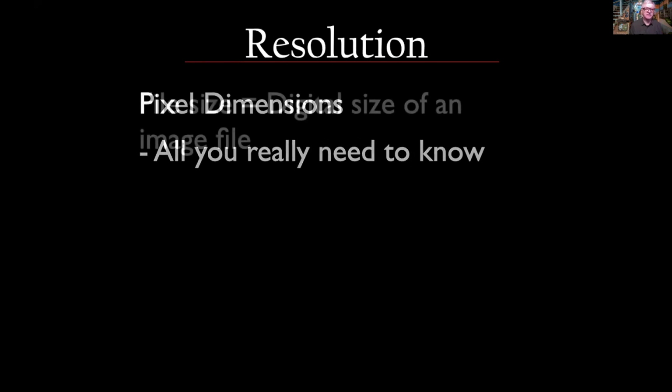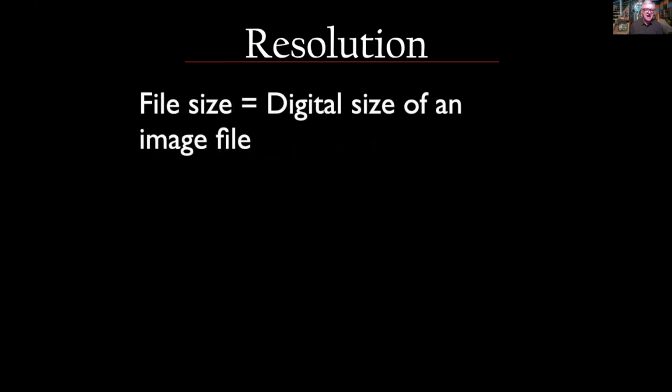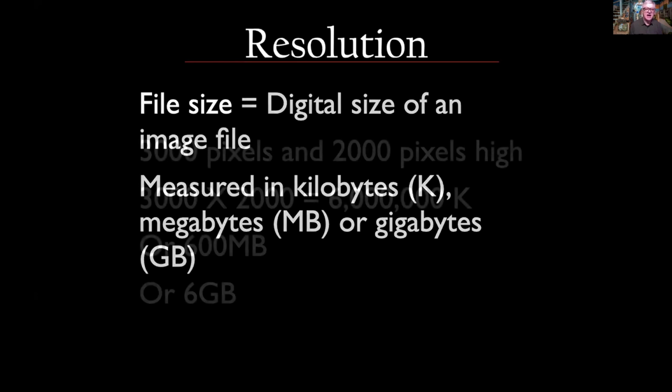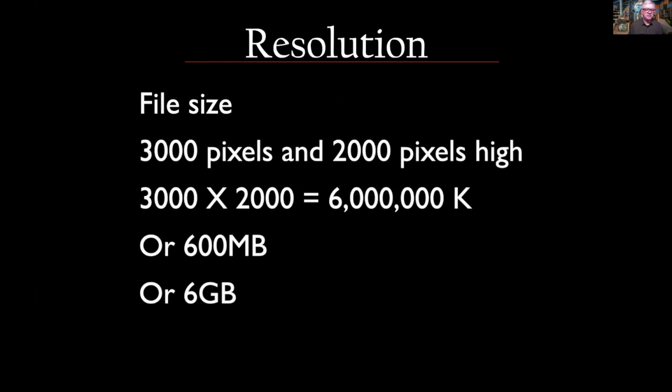So let's just start with file size. File size is the digital size of an image file. Okay, that's it. File size is the actual how big that is. And that is measured in kilobytes, KB, megabytes, MB, or gigabytes, GB. So if we have our 3,000 pixel wide by 2,000 pixel high image, 3,000 by 2,000 equals 6 million K, or 600 megabytes, or 6 gigabytes.